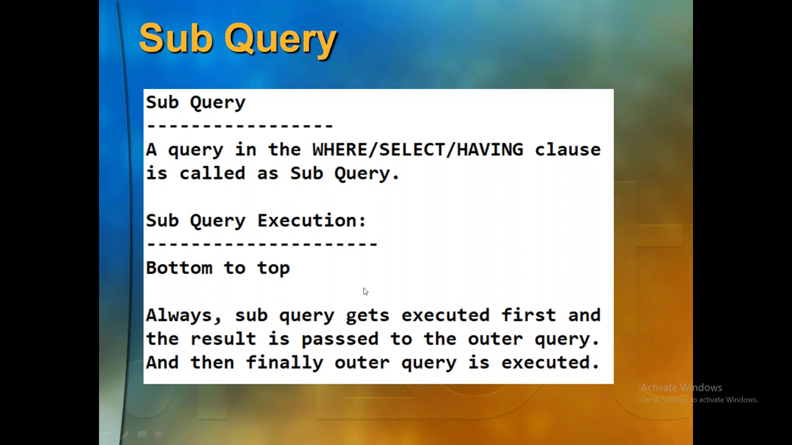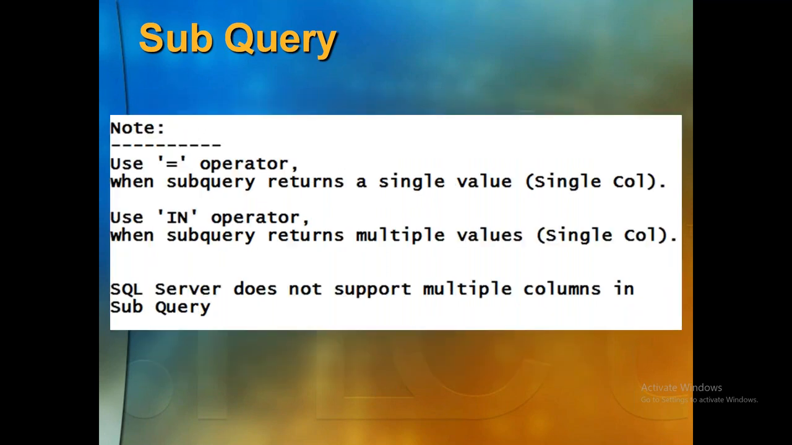Always the subquery gets executed and the result set is passed to the outer query, and then finally the outer query is executed. Clear? Now use the equals operator when the subquery returns a single value. Use the IN operator when the subquery returns multiple values but a single column. SQL Server does not support multiple columns in the subquery. Clear? So what is a subquery? A query in the where clause or the select clause or the having clause is called a subquery.